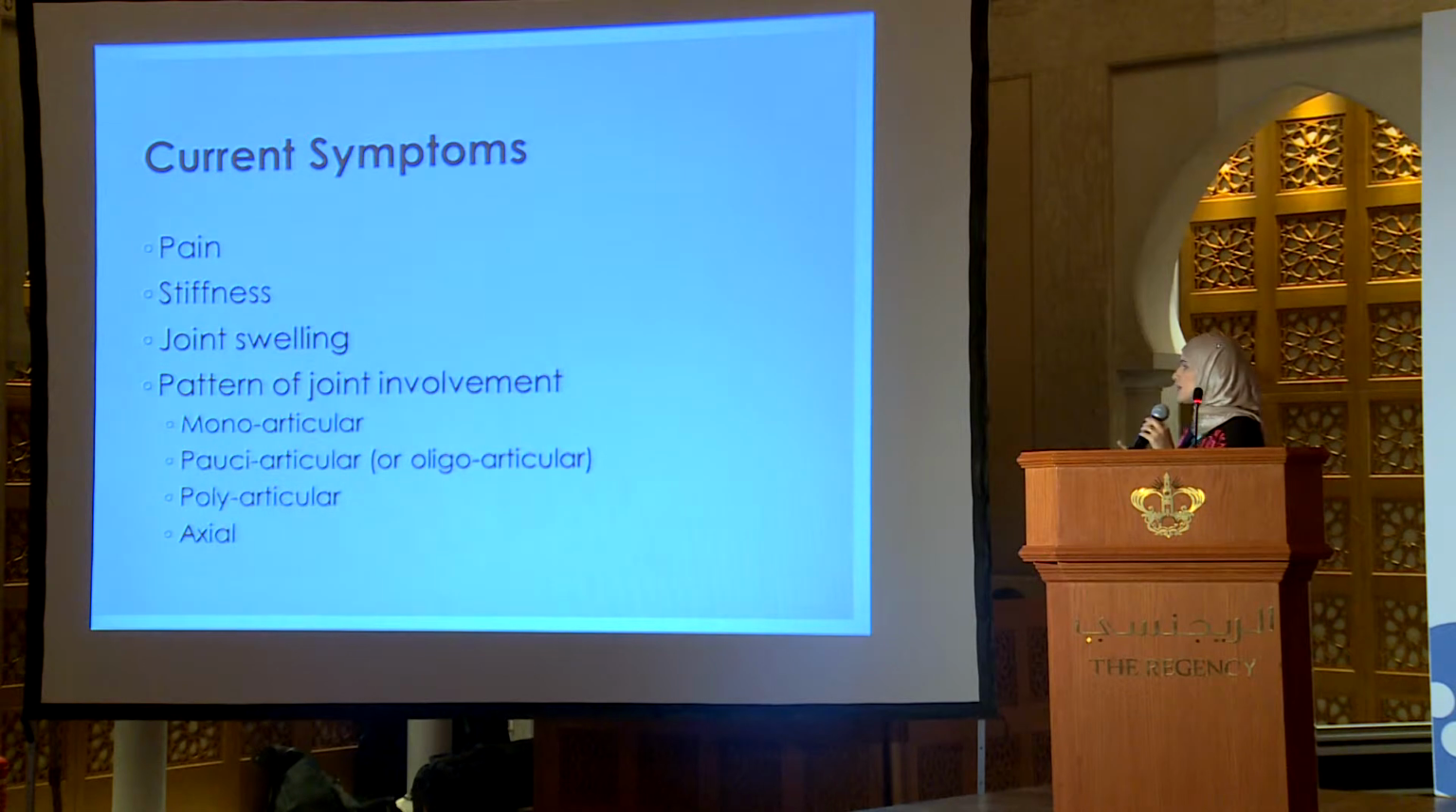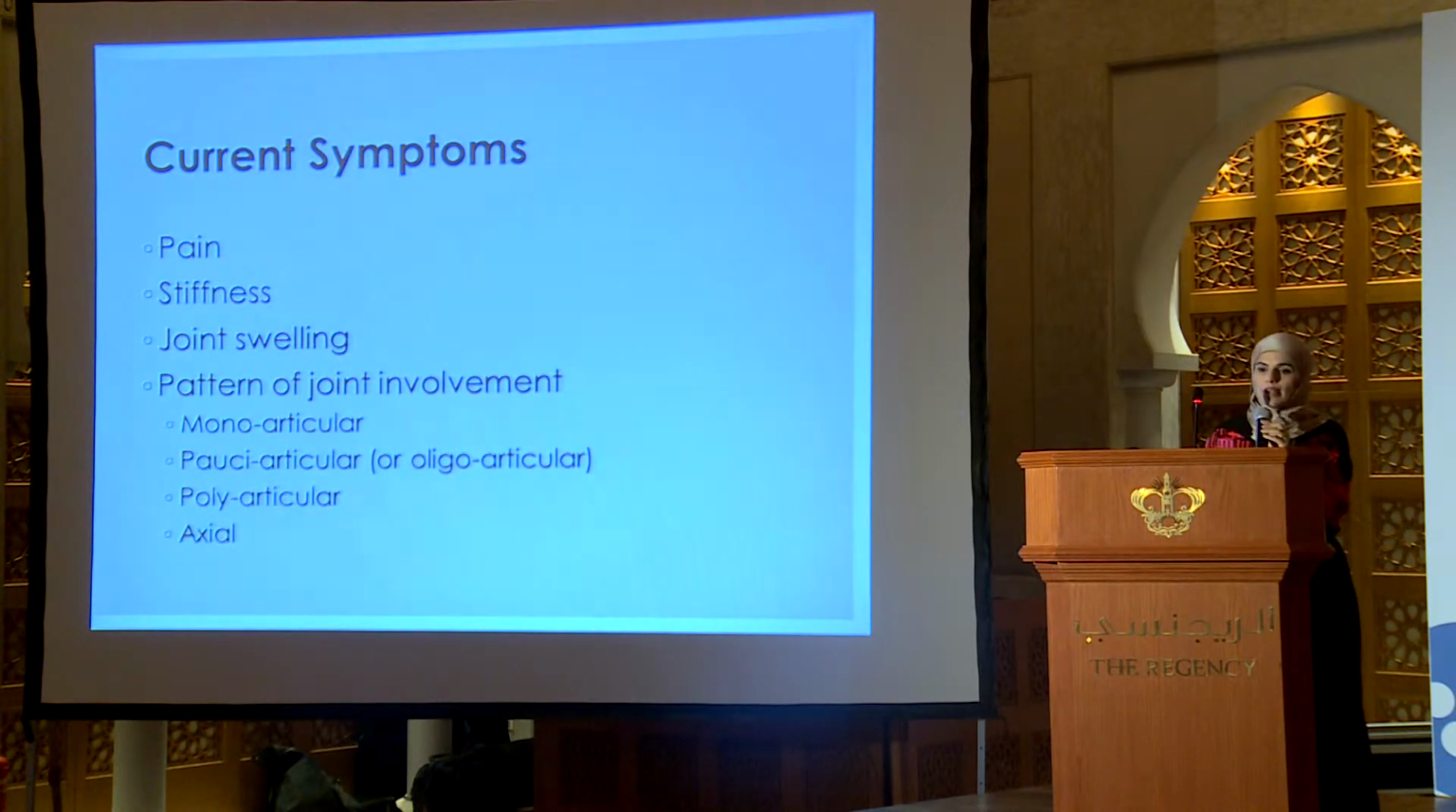Then the pattern of joint involvement: is it monoarticular, when you have one joint involved? Is it pauci- or oligoarticular, when you have fewer than 4 joints involved? Is it polyarticular, if you have 4 and above? Or is it predominantly axial? Each of them has a different differential diagnosis.